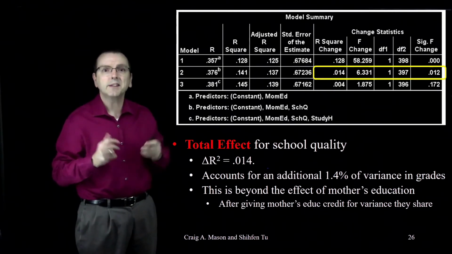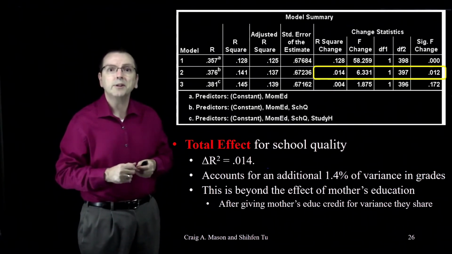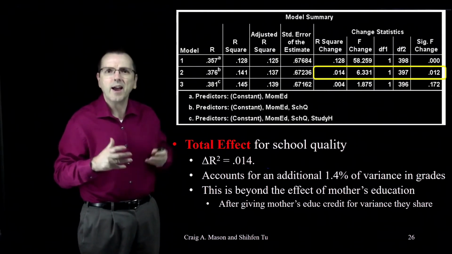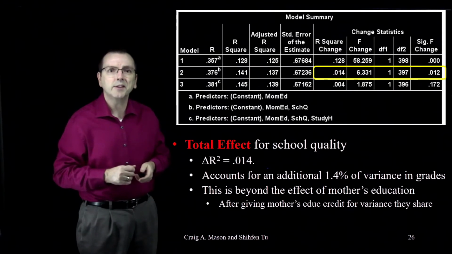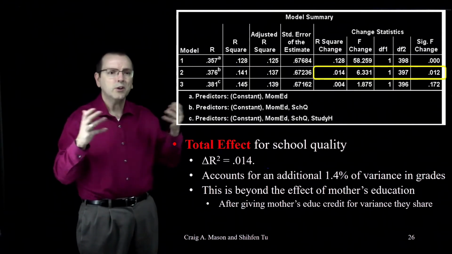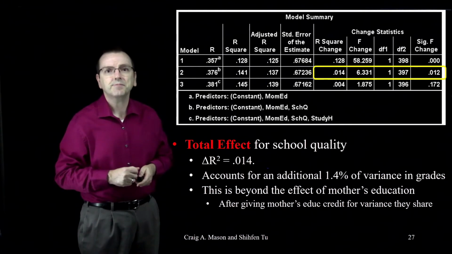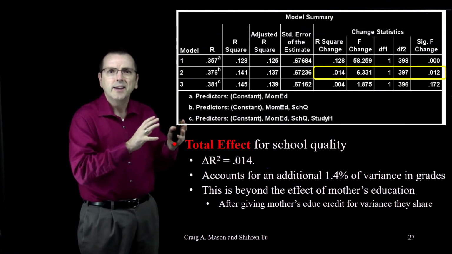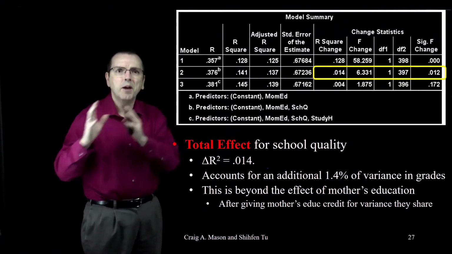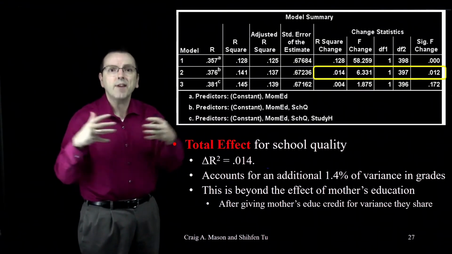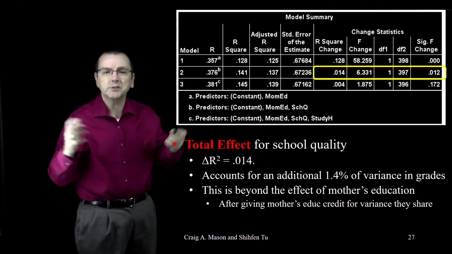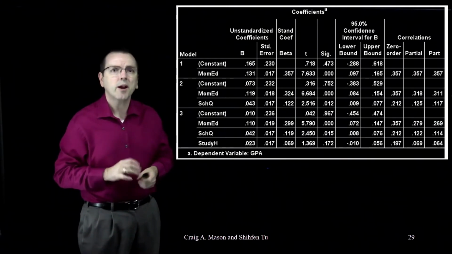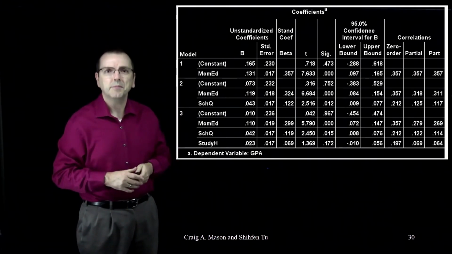Now, either way, this tells us that school quality increases the r squared by 0.014 and uniquely accounts for an additional 1.4% of the variance in grades beyond or controlling for mother's education. This 1.4% of the variance in grades, again, is after we've given mother's education credit for any variance that school quality and mother's education share. So that's how you might summarize the Model 2 in a write-up, right?